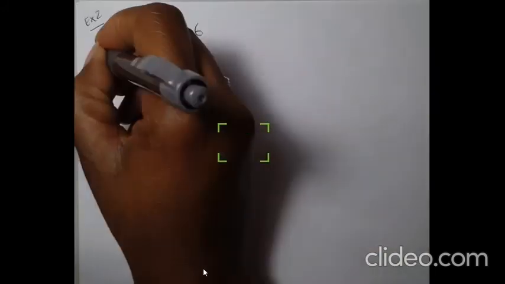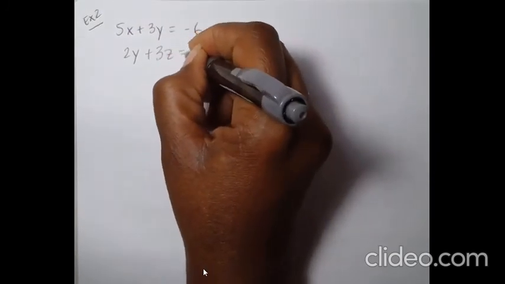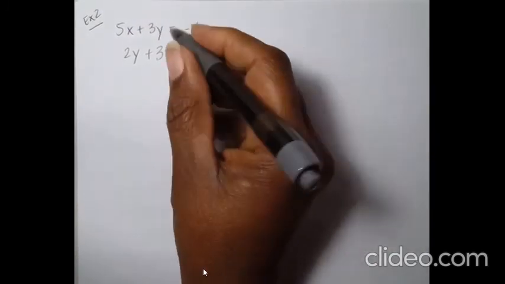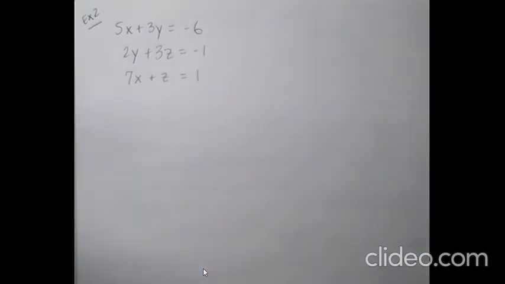Example 2 is 5x plus 3y equals -6. And we've got 2y plus 3z equals -1, and 7x plus z equals 1.